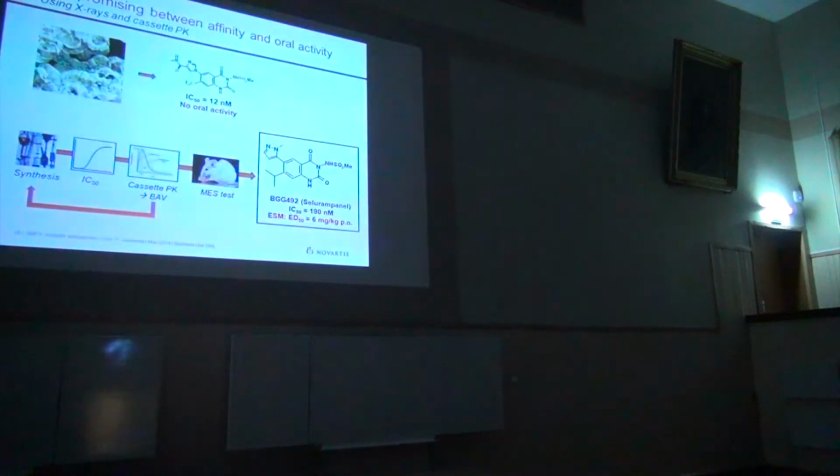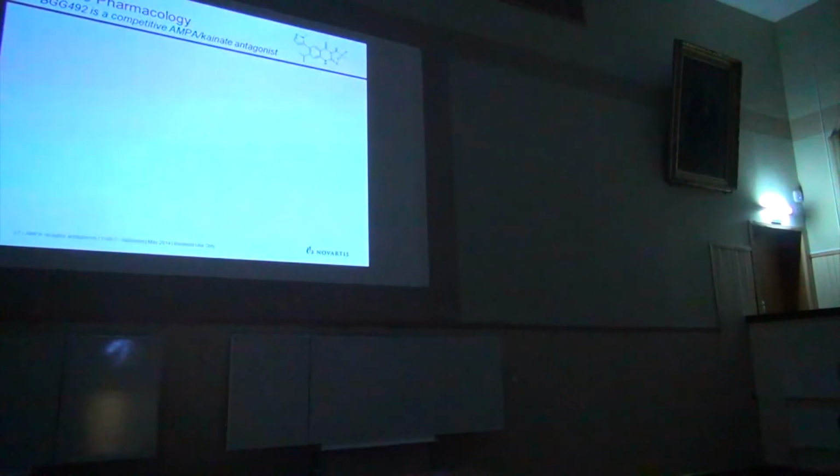And that is what allowed us to identify our next clinical candidate, BGG492, this molecule here, which has a little less affinity than we would like to have, maybe, but again, this is a compromise, with an IC50 of 190 nanomolar and an efficacy in the mouse electroshock model of an ED50 of 6 milligram per kilo PO. So you remember MP397 had an ED50 of 5 milligram per kilo after oral administration. So basically the same range of activity, even though the affinity was weaker. So we had found a compound that had, by modifying its parameters, a better oral bioavailability.